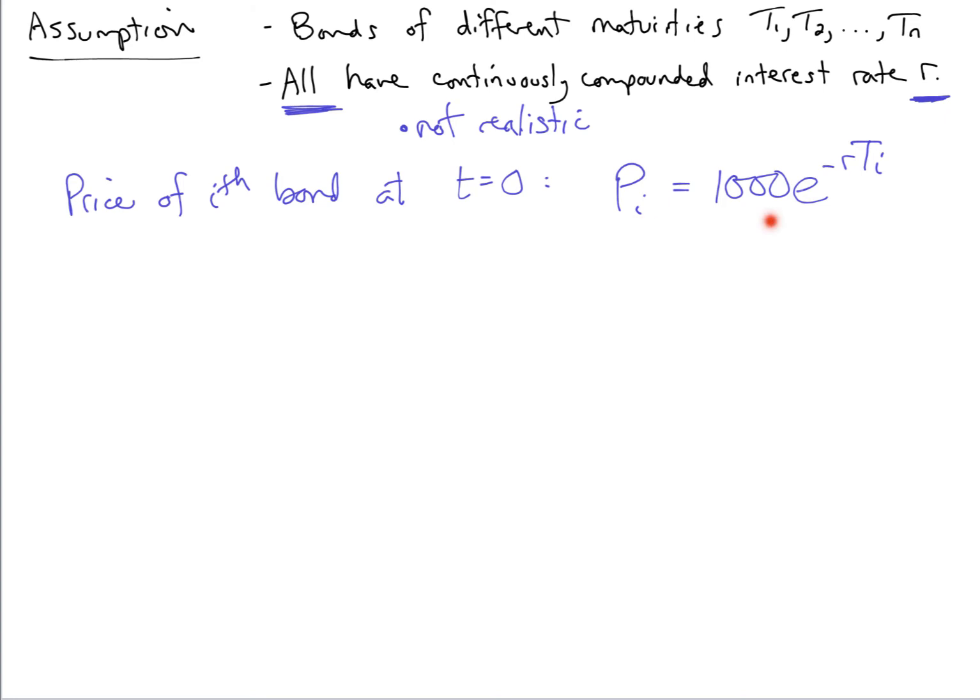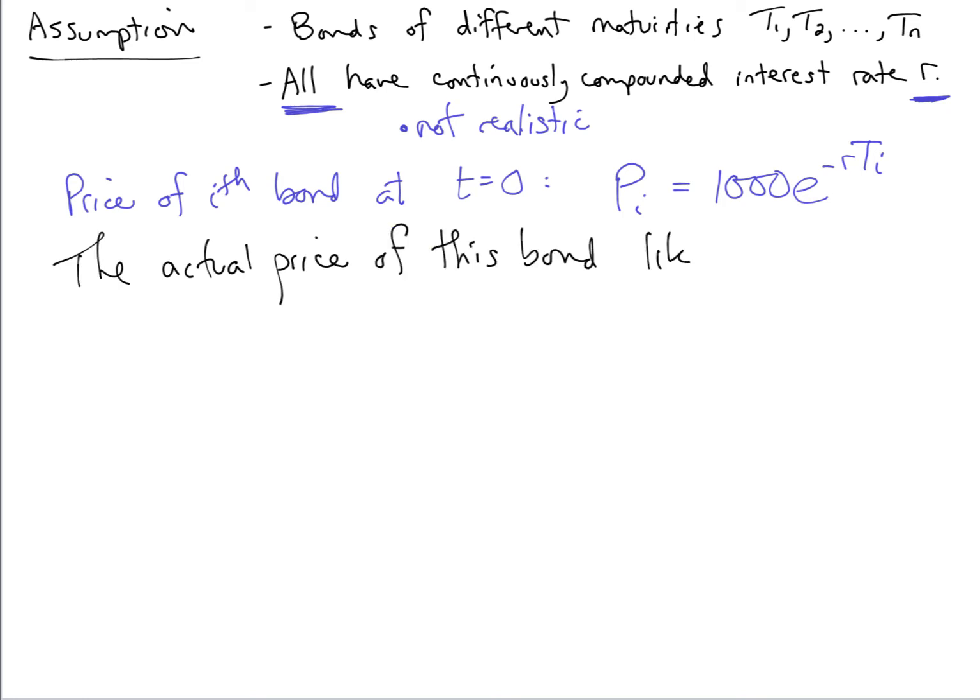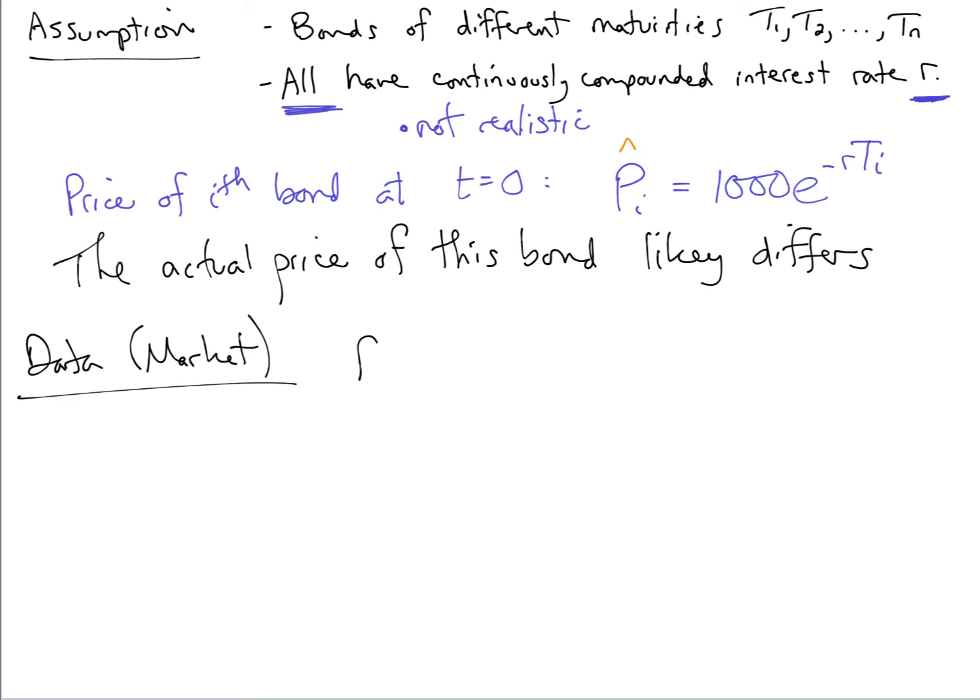But in reality, these bonds are trading. So the real price, the actual price of this bond likely differs. Recognizing that this is the theoretical value that the bond should take, let's call this P i hat. That should be our fitted value. And suppose further that we have data from the market. You can actually look and see what these bonds are trading at. So we have prices, and again, market prices, P1 up to Pn.